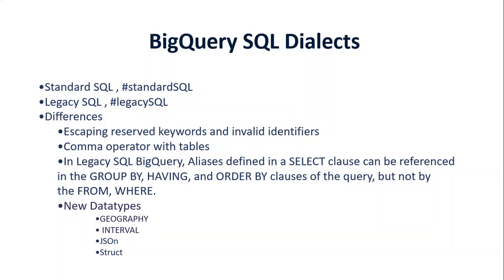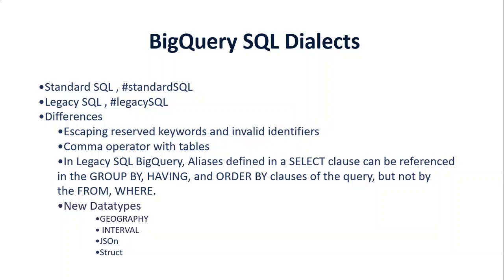Then the other difference is the aliases, which I've observed are quite different in different SQLs. Here in legacy SQL, the aliases defined in SQL can be used in group by, having, or order by, but not in the where clause. And it's different for standard.